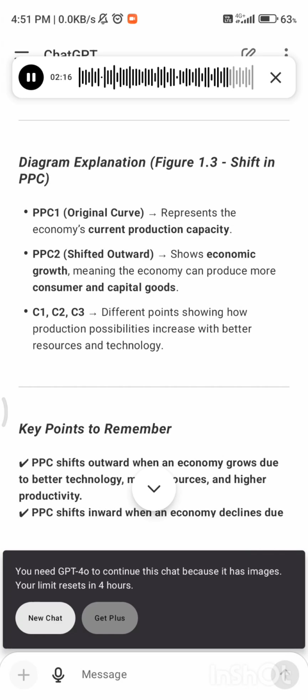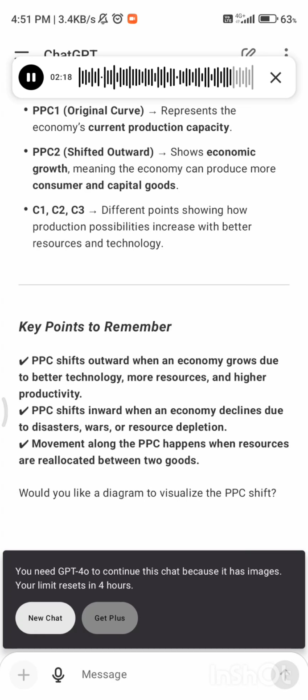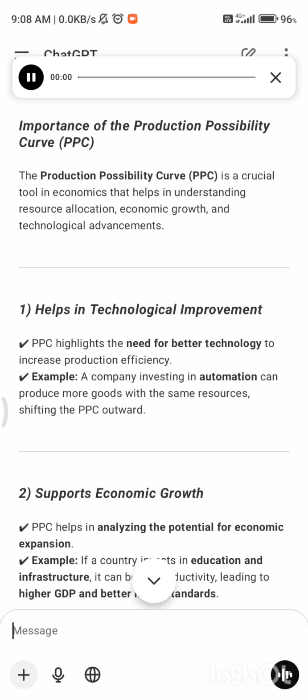Key points to remember. PPC shifts outward when an economy grows due to better technology, more resources, and higher productivity. PPC shifts inward when an economy declines due to disasters, wars, or resource depletion. Movement along the PPC happens when resources are reallocated between two goods. Would you like a diagram of the production possibility curve?